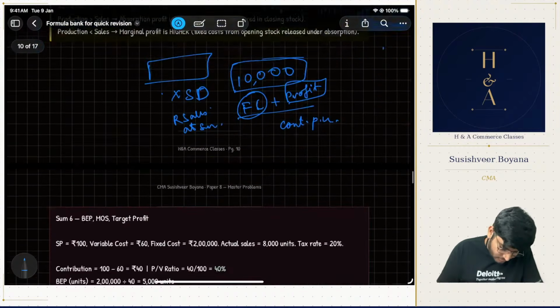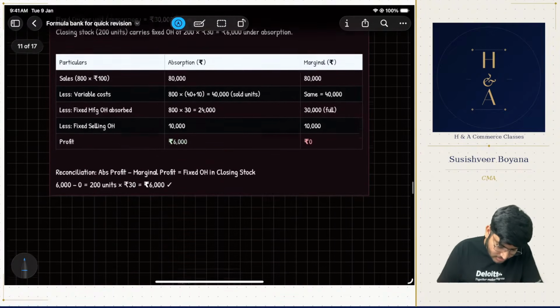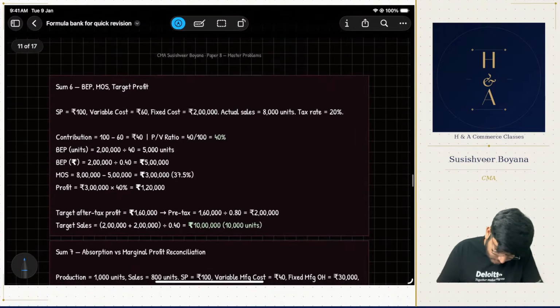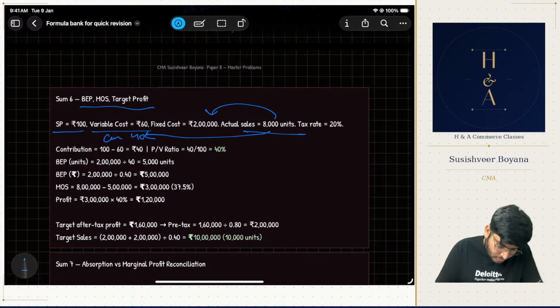We can look at one sum here. Absorption and marginal reconciliation is still going to be the same. Okay, very basic question. BP, sales is given, variable cost is given. So contribution is 40, 100 minus 60. Fixed cost is 2 lakhs. Actual sale units: you can either reduce this to number of units or multiply 8,000 into contribution and you get total contribution value. Then you get actual profit. Contribution is received. PV ratio is 40 by sales, 40%.